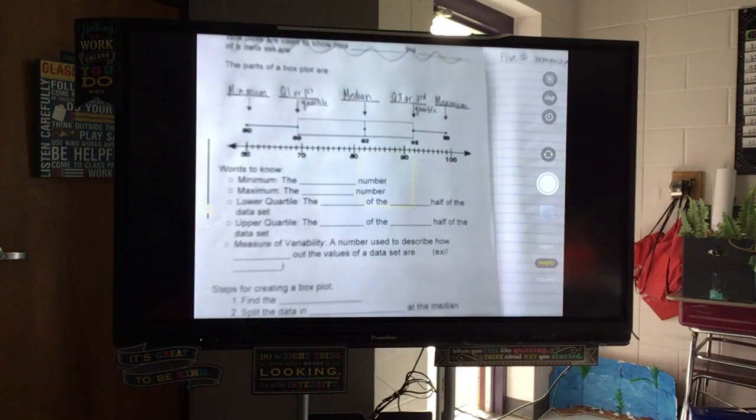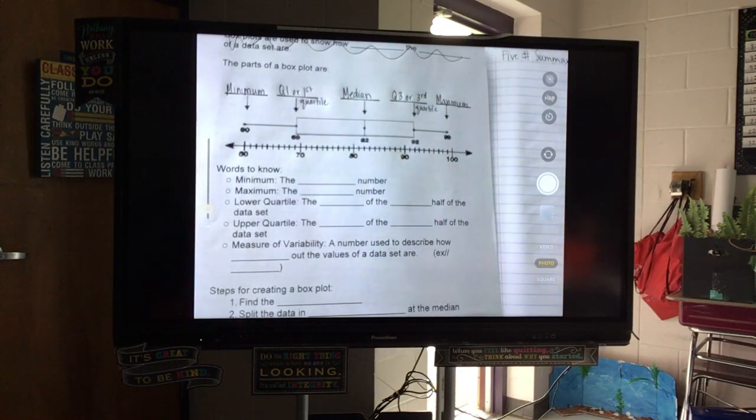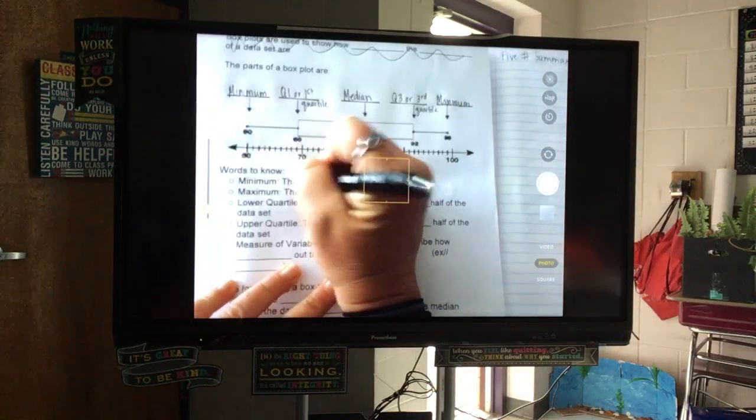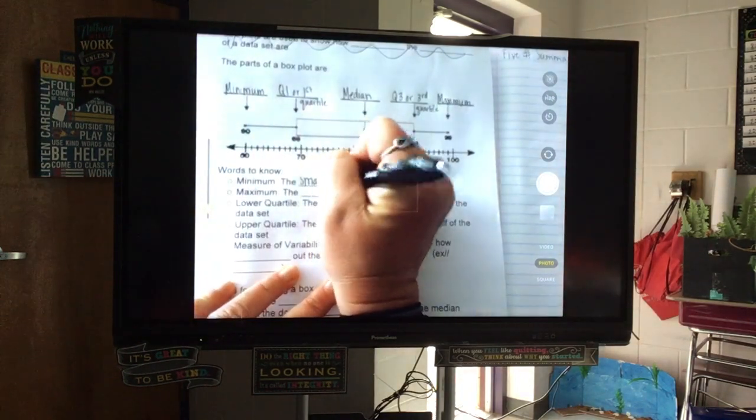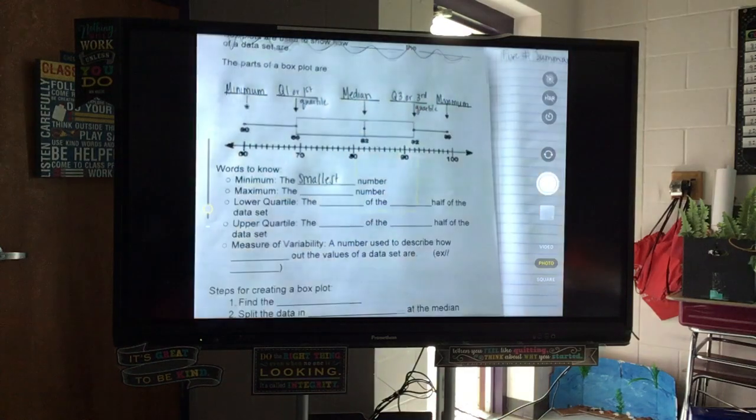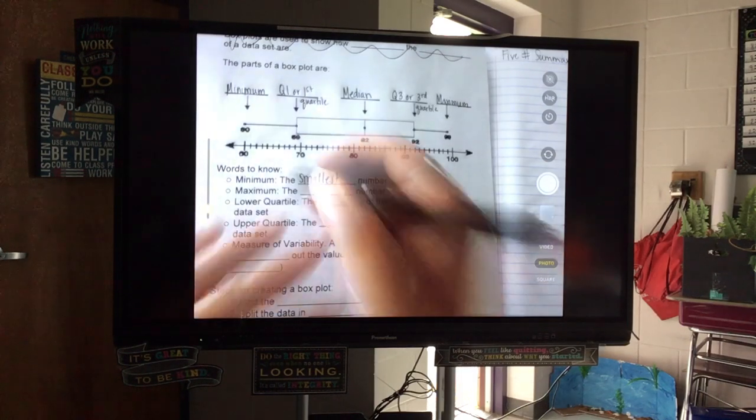The minimum is the blank number. Isabella? The smallest number. All right, the maximum is the blank number. Yeah, this is the easy stuff. Savannah? Largest.